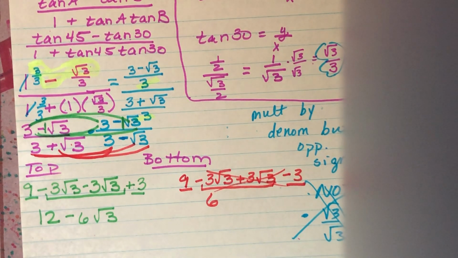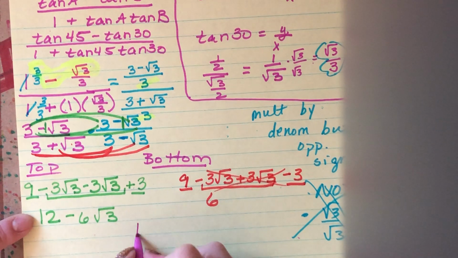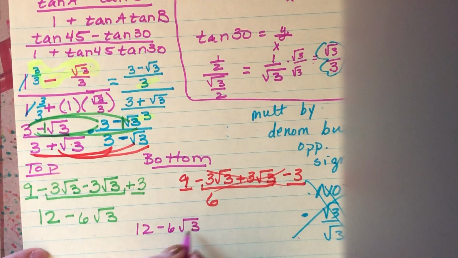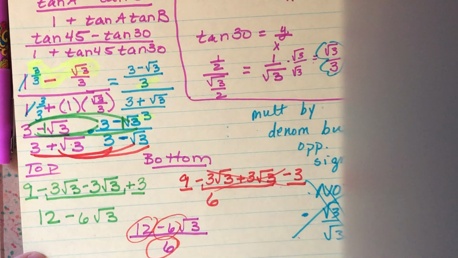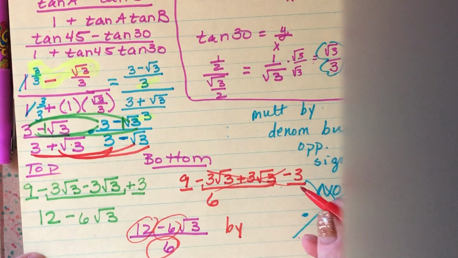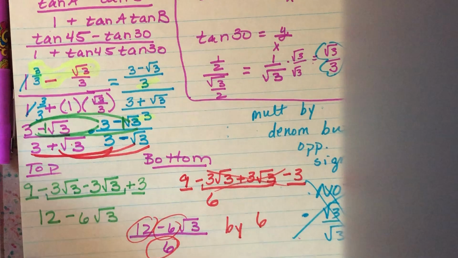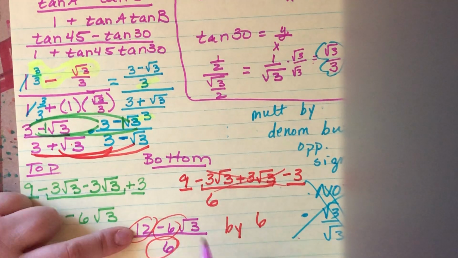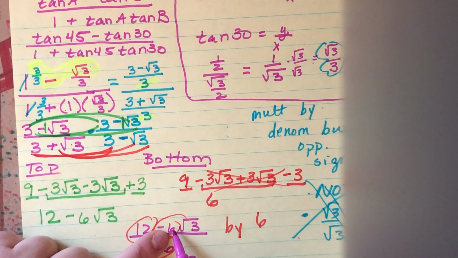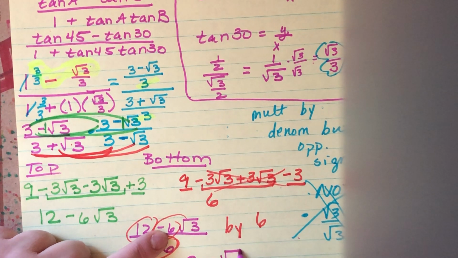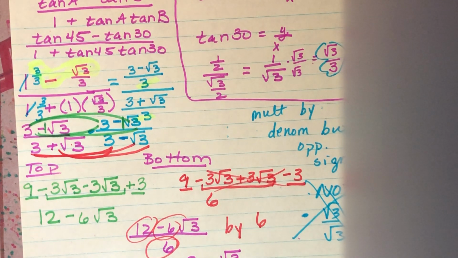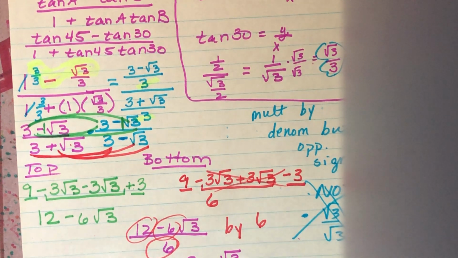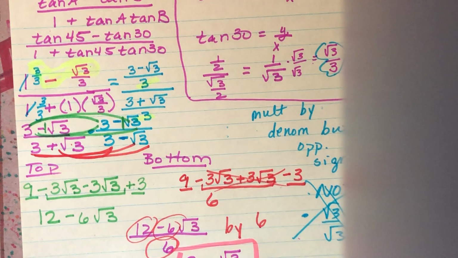All right, let's put it all back on top of each other. The top was 12 minus 6 square root 3. The bottom was 6. Now we can reduce. What can we reduce by here? 2? 3? How about 6? It's the biggest. And you get 12 divided by 6, 2, minus 6 divided by 6, 1 square root 3, all over 6 divided by 6, 1. Hey, we don't need that 1, so it's just 2 minus square root 3. Witchcraft. I'm a G.